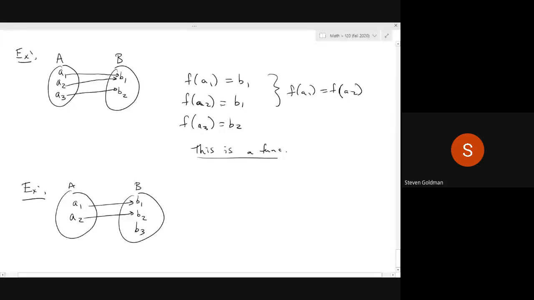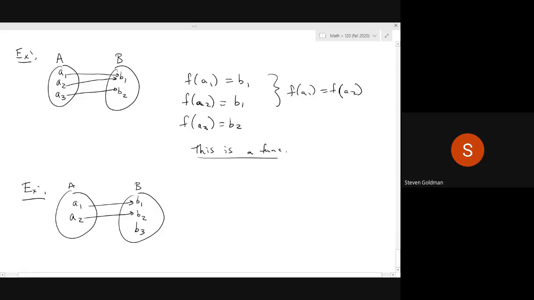Okay. Is this one a function? So here, A1 is assigned B1, A2 is assigned B2, B3 is not assigned anything. Is this a function? And here again, the answer is yes. We don't require that everything in B be assigned to some element in A. So not everything in the codomain has to be assigned to something in the domain. So this is a function.